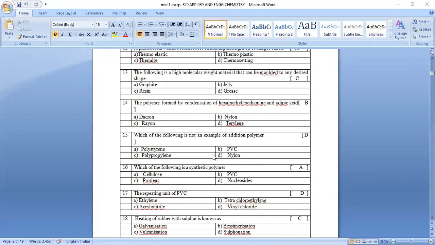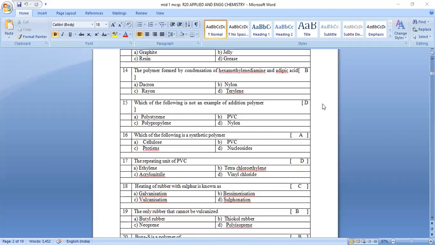Question number 16. Which of the following is a synthetic polymer? Polymers have two classifications. Those extracted from nature: cellulose is a natural polymer, proteins identified in the human body are natural polymers, and nucleosides identified in living systems are natural polymers. The synthetic polymer we are observing is PVC. PVC is known to be the synthetic polymer. The answer will be B here.